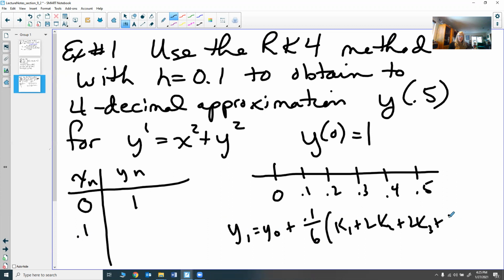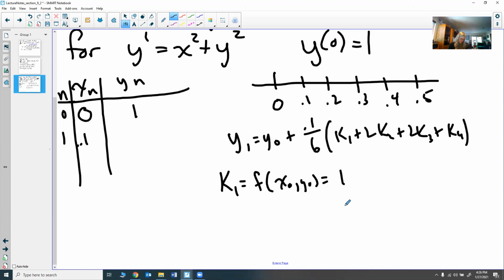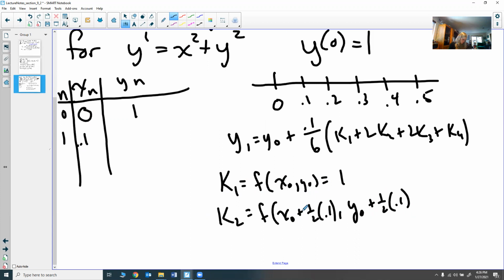What we have to do is find out what each one of these k's are, and then we can put them in. So K1 would be your function evaluated at x0, y0. It might help to have another column with your n's. So we evaluate our function at 0, 1, where x is 0 and y is 1, and we get 1 for that. K2 is my function evaluated at x0 plus 1/2 times my h of 0.1, and my y is going to be y0 plus 1/2 times my h, which is 0.1, times my k1, and k1 was 1.